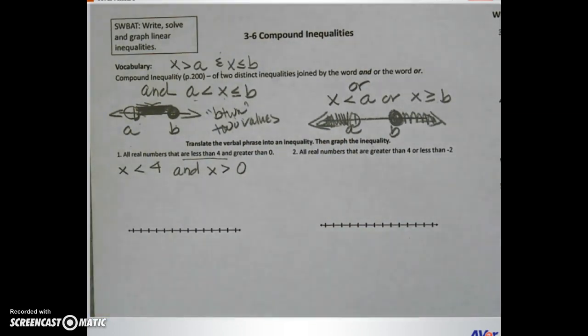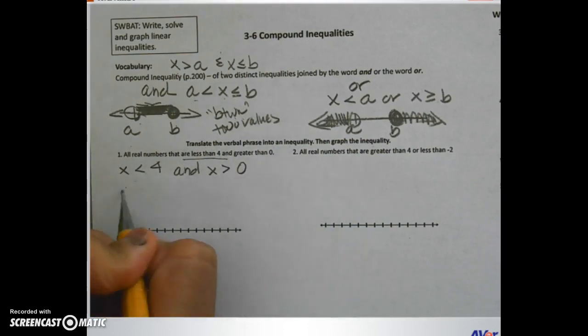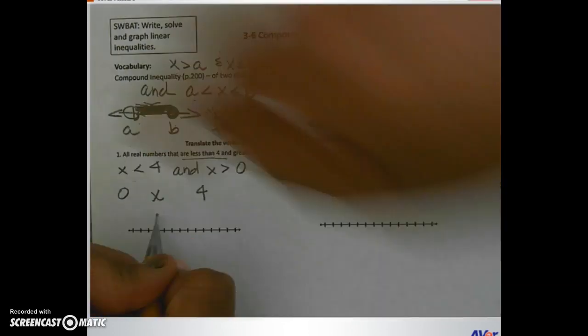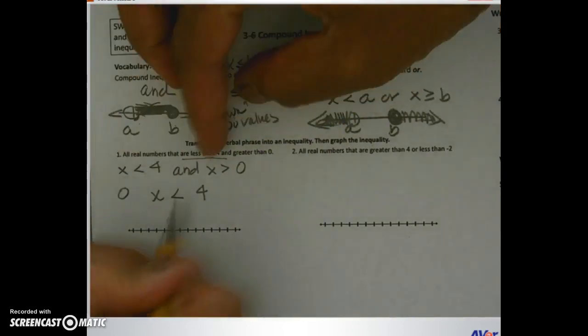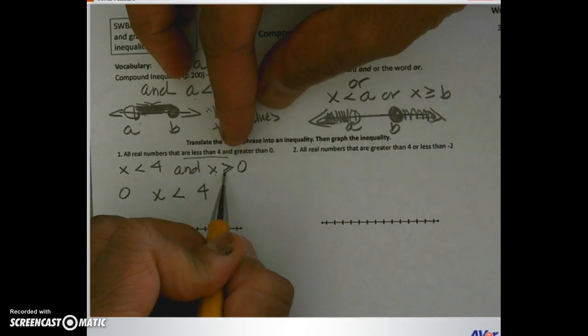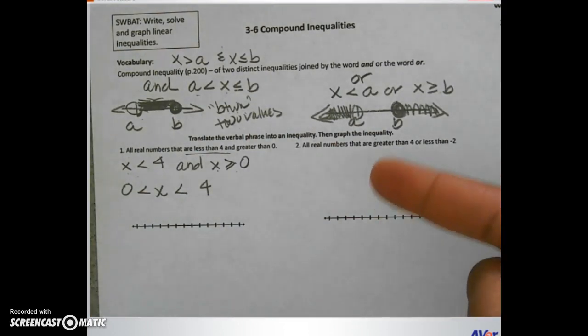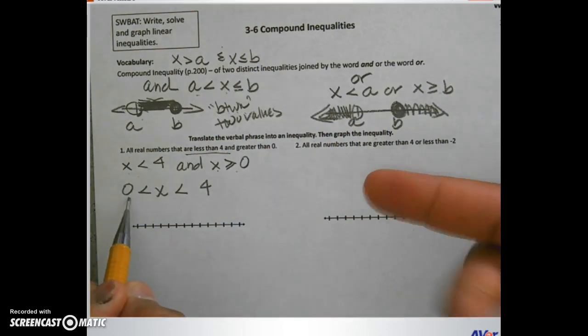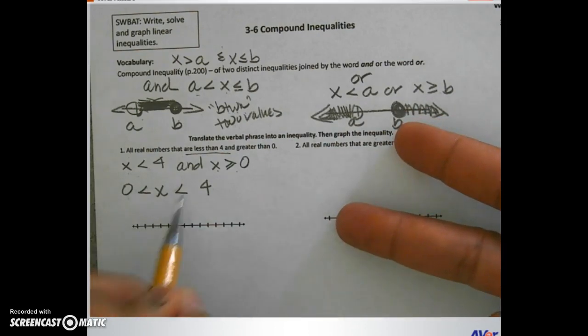So let's try to combine these. When I combine and statements, I'm going to have my two values. So I have 0 and 4, and I have X in the middle of them. Now how about your arrows? Well, between the X and the 4, it's pointing to the X. Between the X and the 0, it's pointing to the 0. Here's how I know I'm right. Two criteria. Criteria number 1, your arrows should be pointing to the smaller number. 0 is smaller. Criteria number 2, they should be going in the same direction. Both going in the same direction.